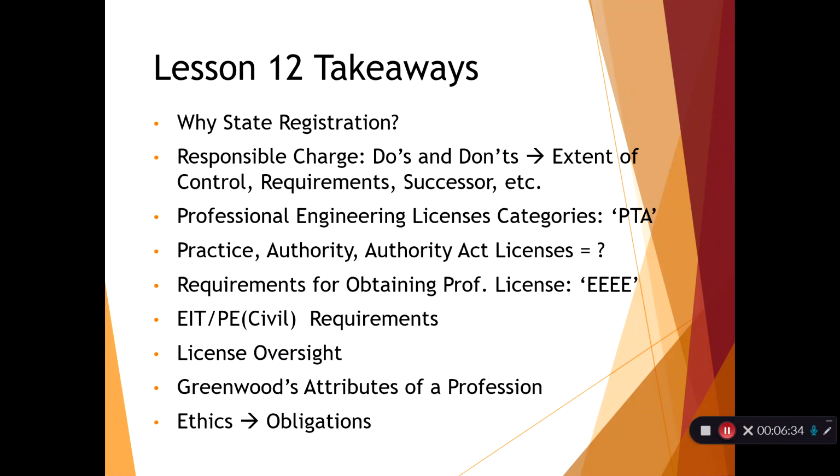So, the lesson 12 takeaways are: why should we be pursuing state licensing? What are the do's and don'ts for responsible charge and understanding that extent of control? Understanding the professional engineering license categories and also the requirements for a professional engineer, the 4 E's as I call them. What do you need to have in order to get an EIT or a PE? What are those requirements? And again, understanding that license oversight as it all ties in to Greenwood's attributes of a profession and understanding our commitments to ethics and obligations.